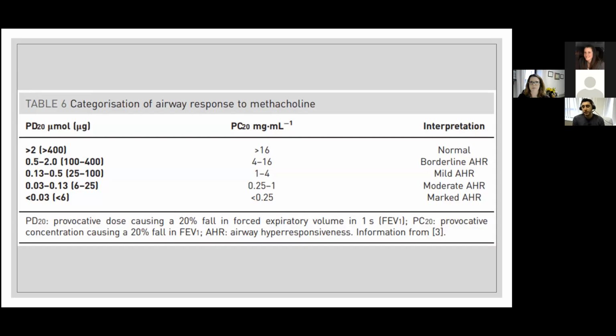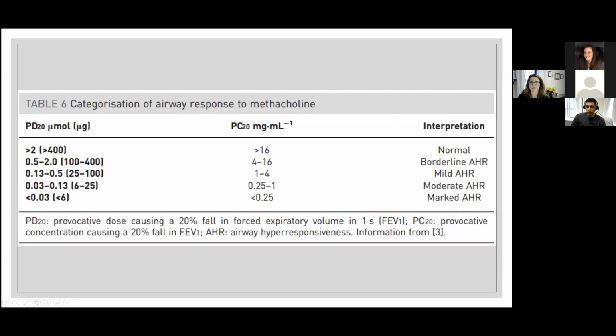This is a table from the European Respiratory Society that lists the different PD20s, PC20s, and how we interpret them. As you can see here, with a PD20 greater than 400, meaning it took more than 400 to drop the FEV1 by at least 20%, or a PC20 greater than 16, that's considered normal bronchial reactivity. And then there are varying degrees of doses and concentrations, with the one we're concerned about most being the last one here. If the PD20 is less than 6 or the PC20 is less than 0.25, they consider that to be marked airway hyperreactivity.